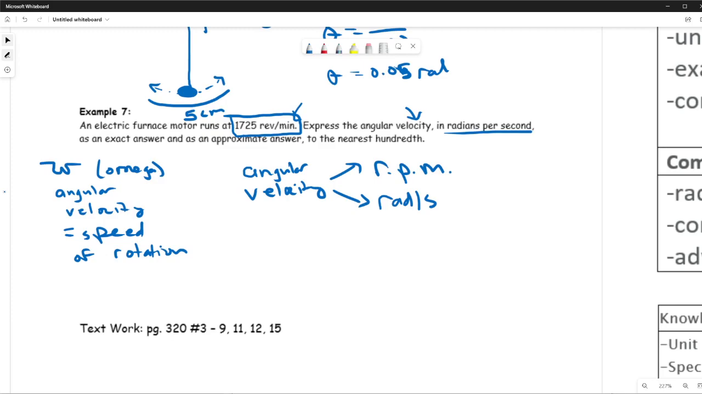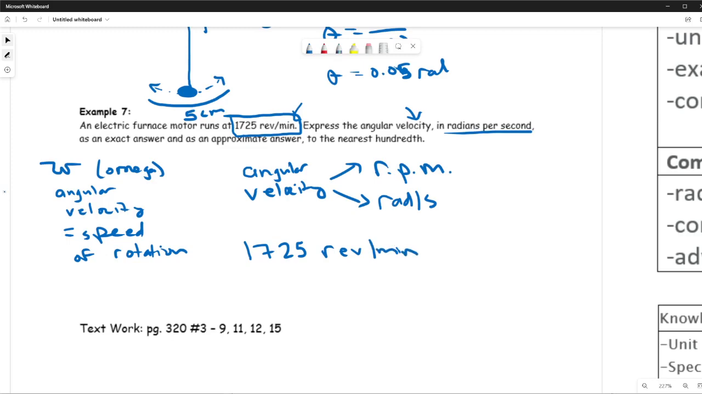Like when we're in a car, we're used to talking about kilometers per hour, but if we're used to a sprinter or our own sprinting speed, we're probably talking about meters per second, not kilometers per hour, right? I mean, it depends. So when you talk about angular velocity, how do you convert from RPM to rad per second, basically, is a question like this. So let's do it this way. 1725 rev per min. Okay?